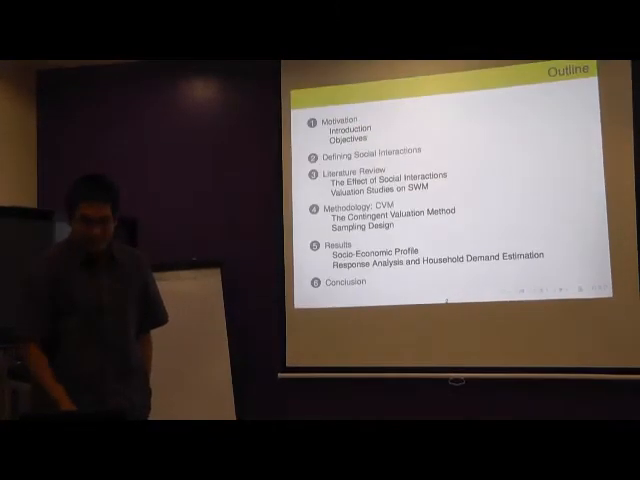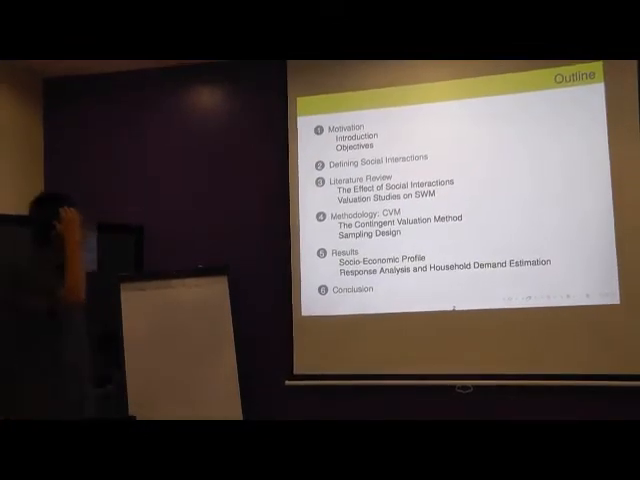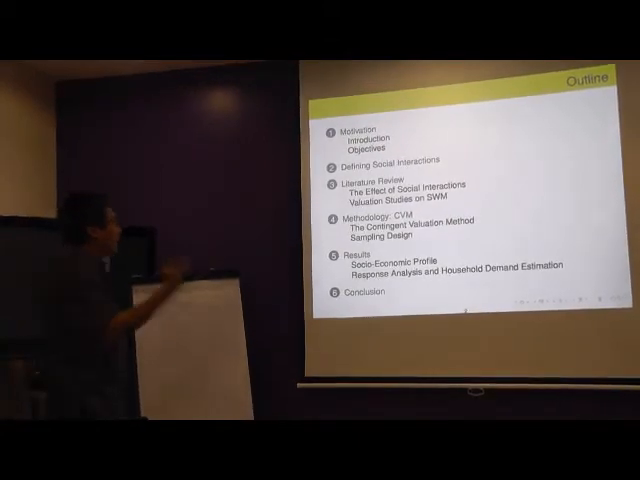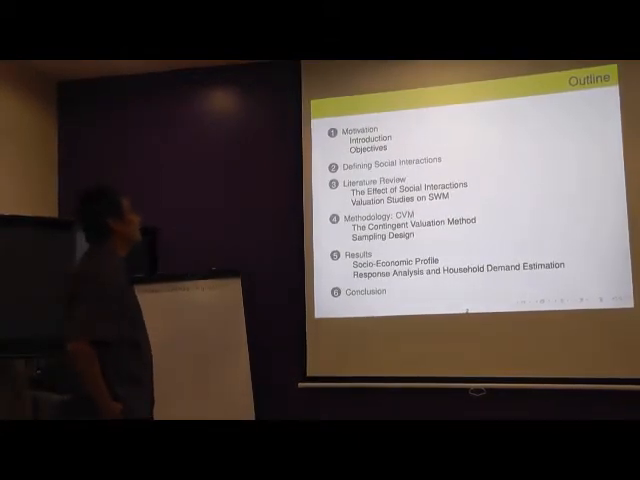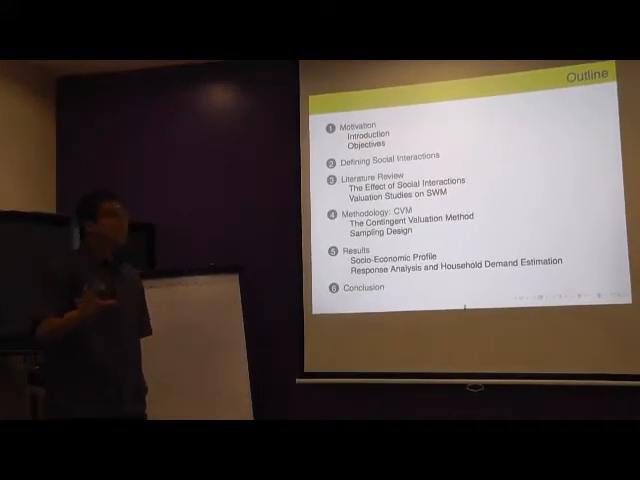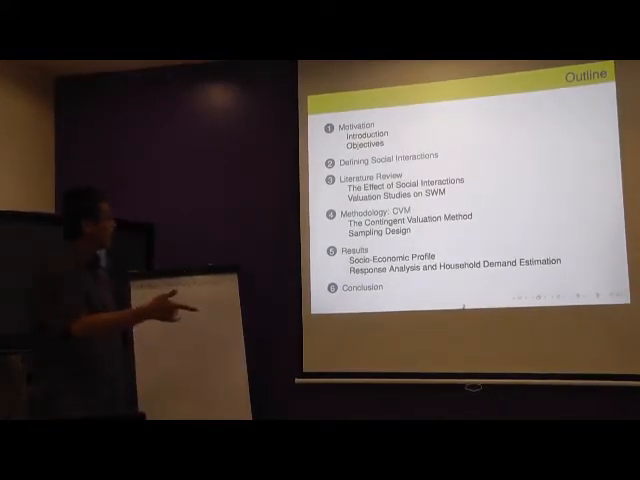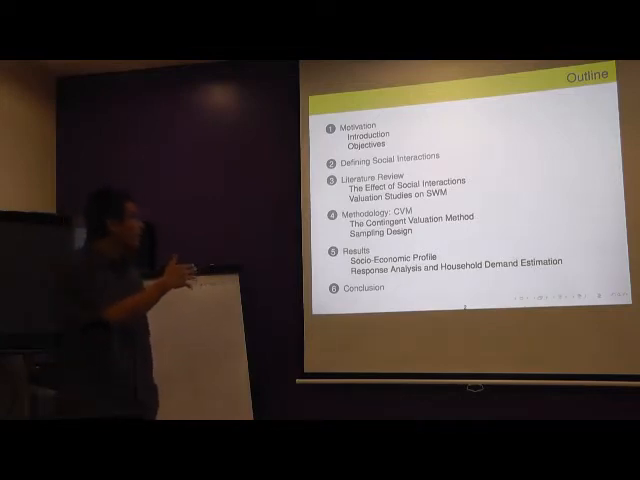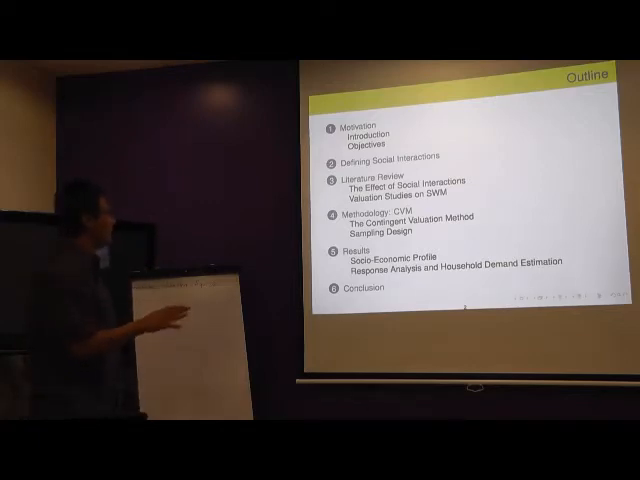Okay. So this is the outline of my presentation. I will introduce the topic and give you some objectives, and then I will define what social interaction means in my case, and look a little bit at the literature review. Well, basically we can skip the literature review, and then go to the methodology, the contingent valuation method. For those who are not familiar with this methodology, I will go deeper, but if everybody is familiar with it, we can just skip the methodology.